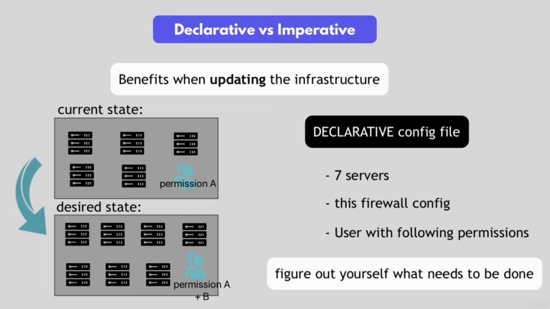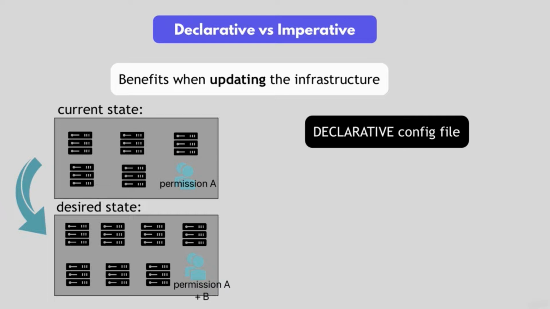So now you don't have to actually calculate and decide how many servers need to be added. You just say, I want 7 servers at the end. That's what I want. Or you don't need to calculate and figure out how many permissions or which permissions you should add. You just say, I want this set of permissions to come out at the end.